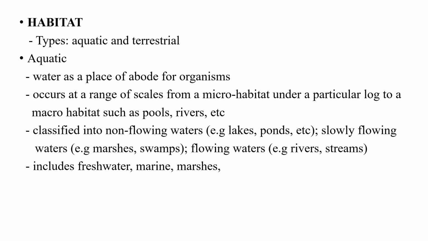Aquatic habitats could be classified into non-flowing waters, that is waters that are not flowing, such as lakes, ponds, and we have slow-flowing water such as marshes, swamps. They flow but at a very slow rate. Sometimes when you observe them, you may not be able to see that they are actually flowing. And we have the flowing ones. The flowing ones are the rivers, the streams. And when we talk about aquatic habitat, it includes the freshwater, the marine, and the marshes.